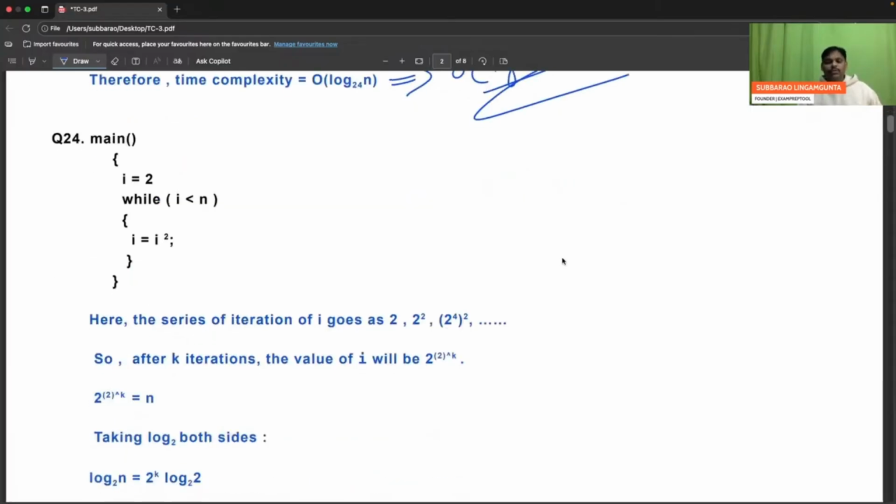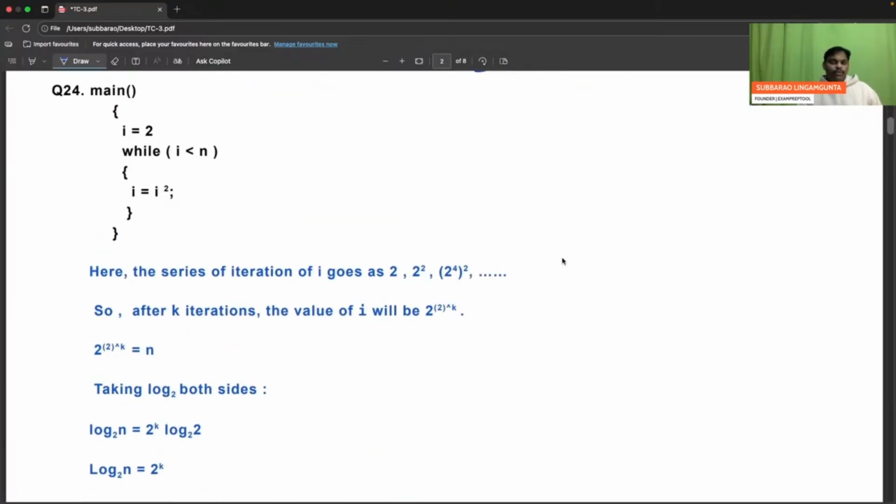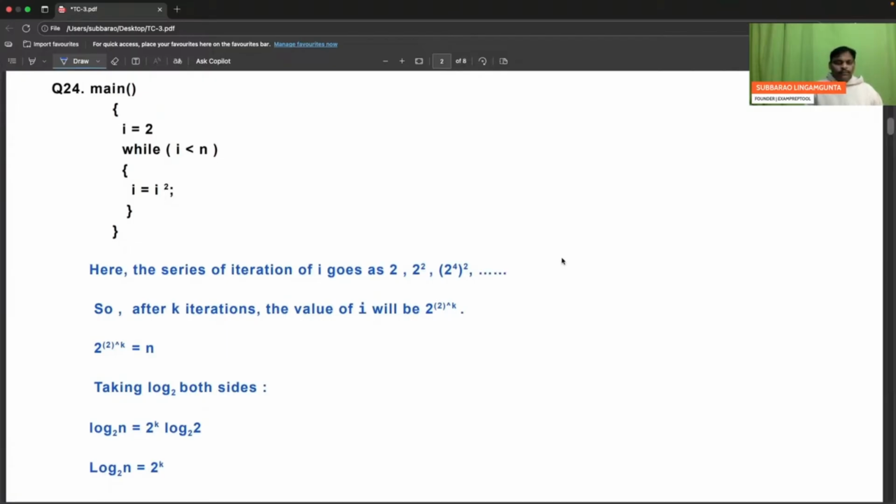Go to question number 24. Main: I is equal to 2. While I less than n, I is equal to I square. Here the series of iteration of I goes as 2, 2 square, 2 power 4, and so on. I think you can see this. This problem is a new model. Everyone can see, it is a new model.